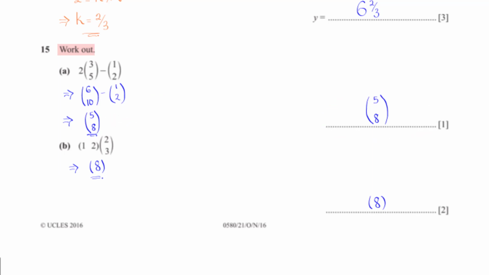1 2 times 2 3. So over here we have 1 times 2, which gives us 2, plus 2 times 3, which is 6. So now we have 2 plus 6, and this gives us 8.